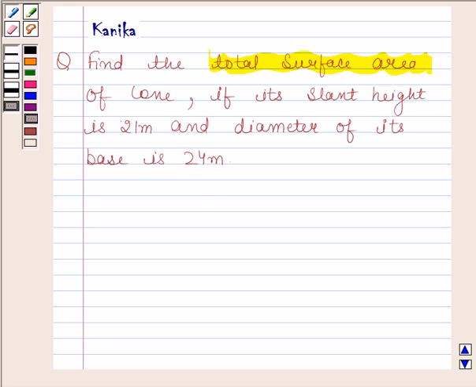Before solving this question, we should know what is meant by a right circular cone. The solid generated by the rotation of a right angle triangle about one of the sides containing the right angle is called a right circular cone. So if we have right triangle AOB and we rotate this right triangle about OA, then we'll generate a cone like this.